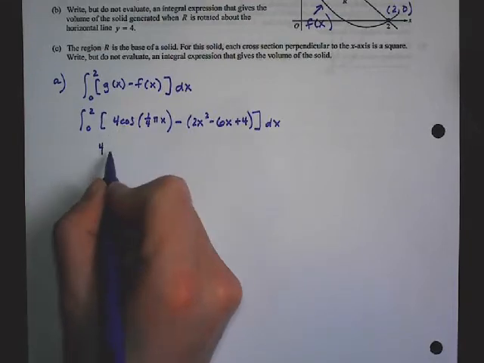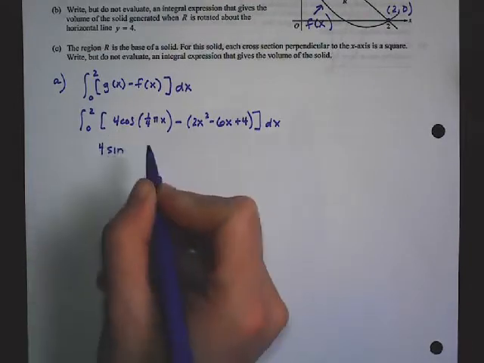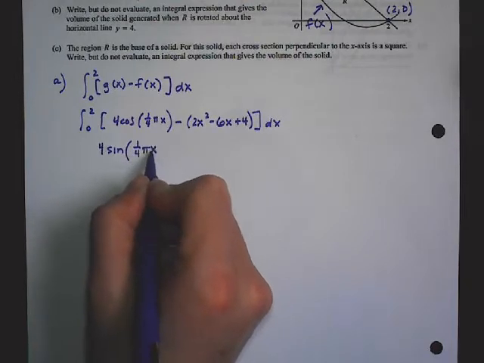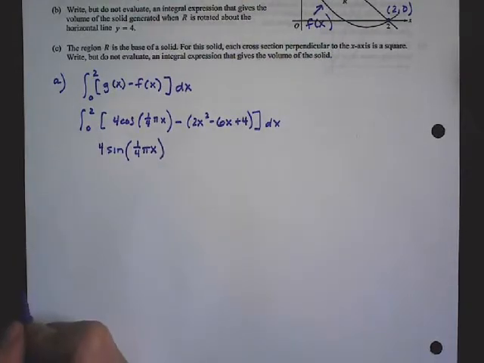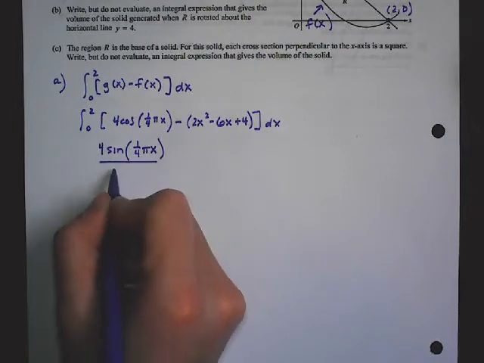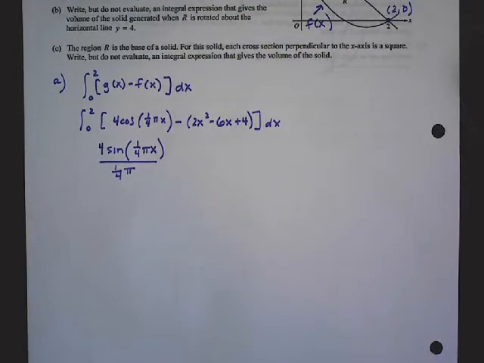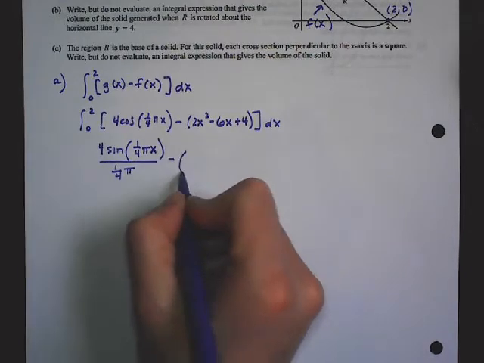The antiderivative of cosine is sine. I'm going to plug in the stuff. But then my shortcut says now I have to divide by the derivative of stuff. So I have to divide by 1/4 pi. Minus. Now I'm going to integrate this.